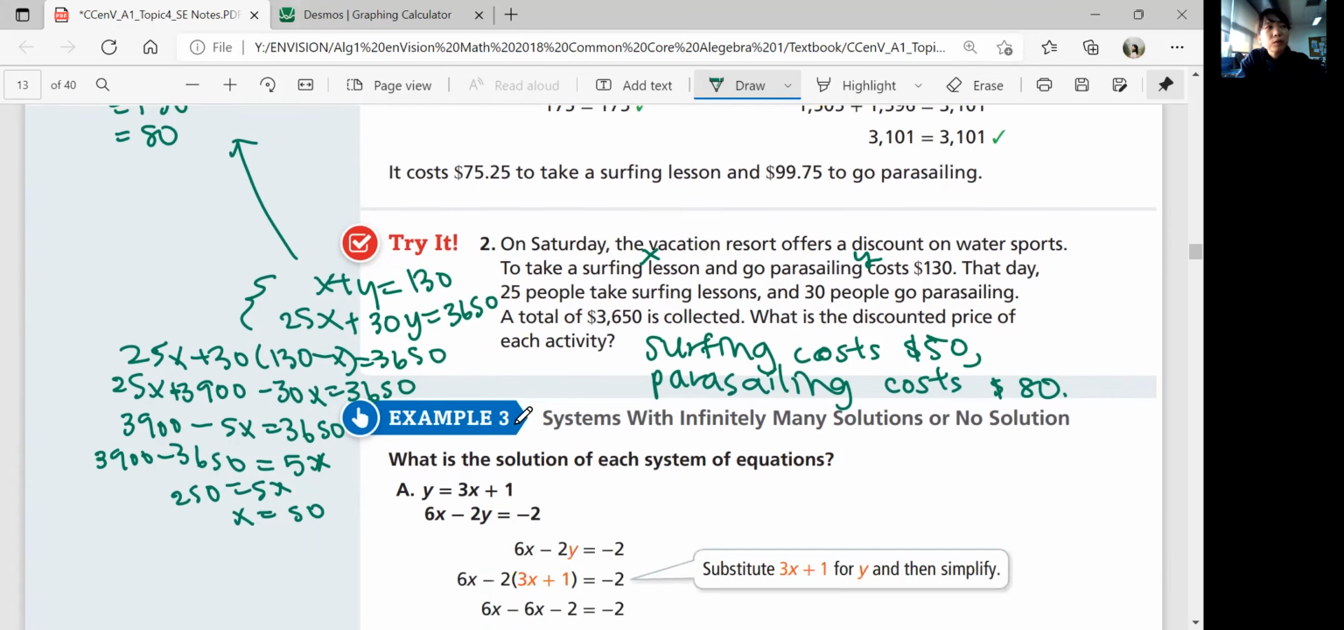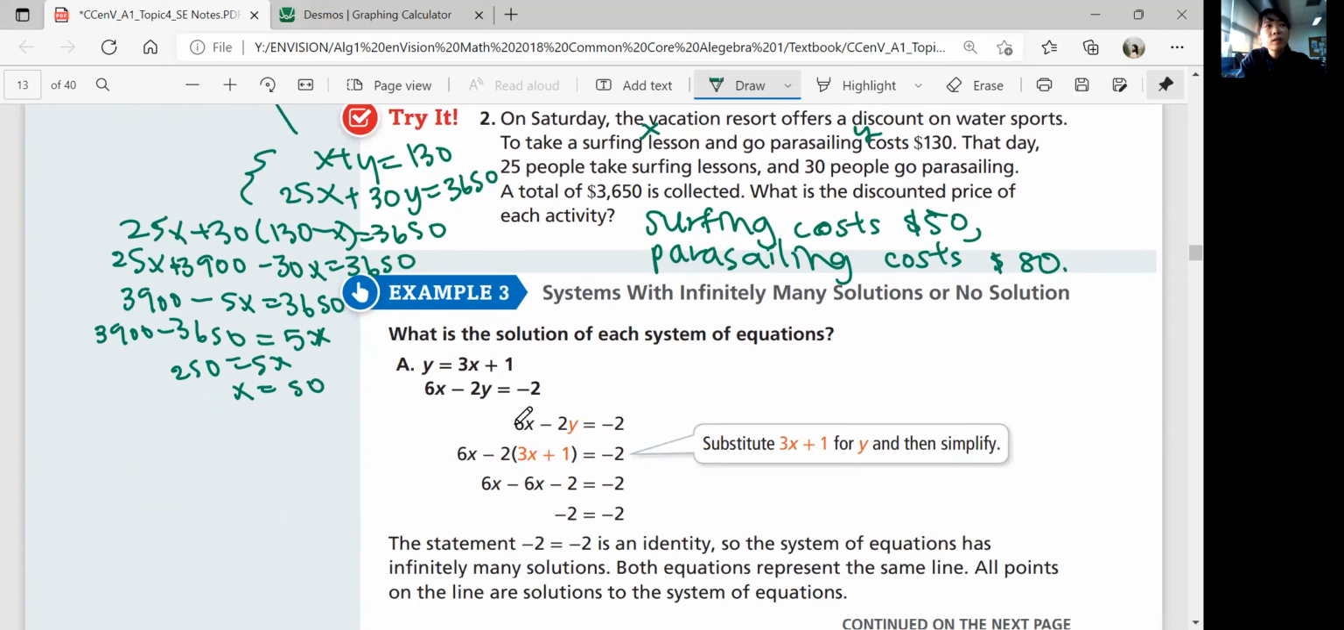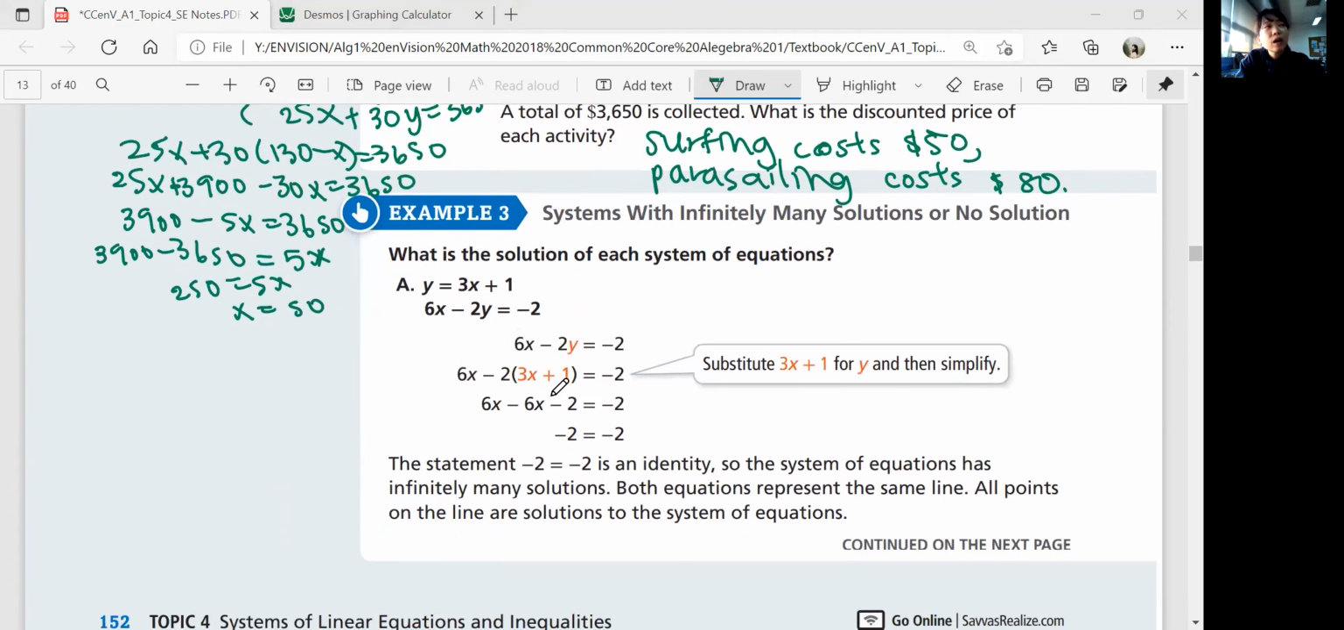Let's look at example 3. Systems with infinitely many solutions or no solution. Uh-oh. Now we have some special solutions. What happens when we have a special solution? Let's try to solve this system of equations algebraically using substitution. We're going to substitute the first equation for y in the second equation. Then we're going to solve for it, and then the x variables disappear.